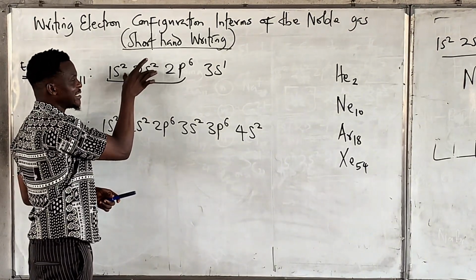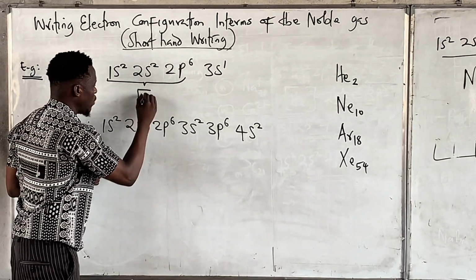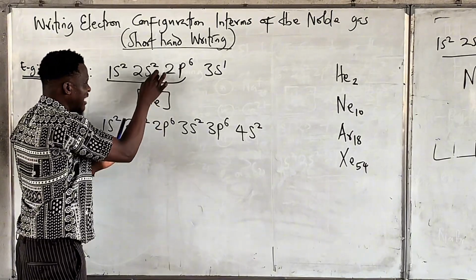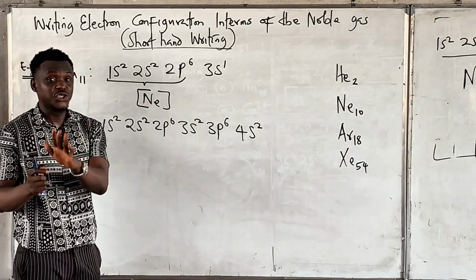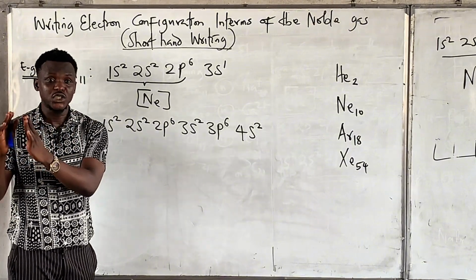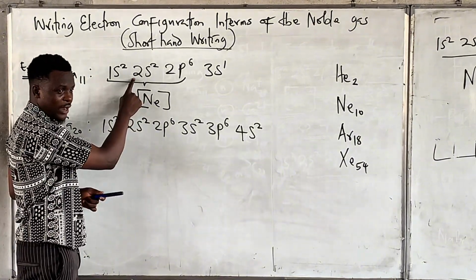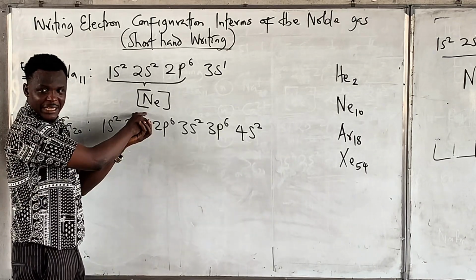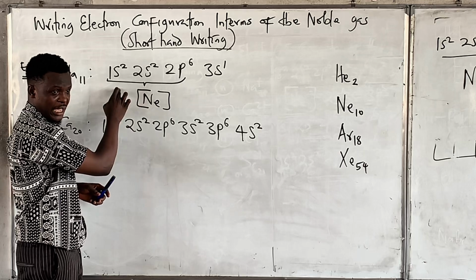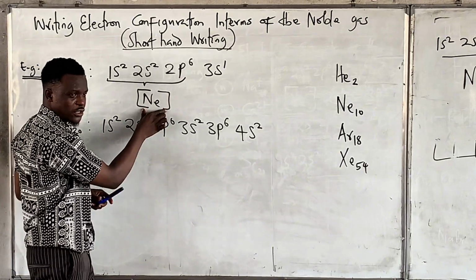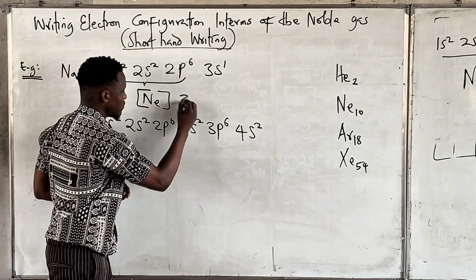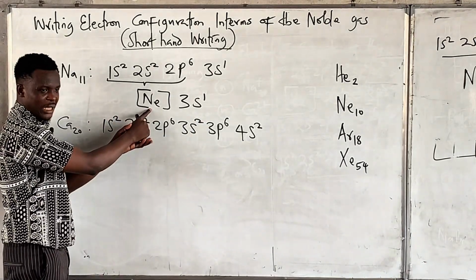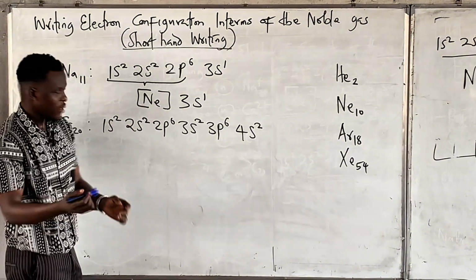So instead of writing this guy as a whole, I'll just come here and say what? Neon. Because once I see this and this, it is the same. Neon has 10, is it not so? If I'm to write electronic configuration of neon, this is what I'm going to have. Right? So I'll ask myself, sodium is 11. Which noble gas comes before sodium? Neon, right? So I'll count 10 electrons from here. So instead of writing this guy, I'll put what? Neon. And then I'll complete it as what? 3s1. So this becomes electronic configuration of sodium in terms of the noble gas, or the shorthand form.